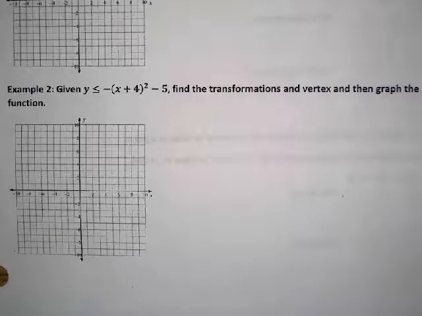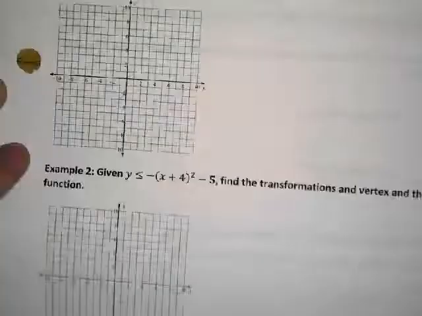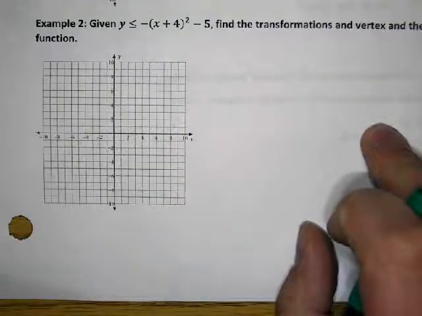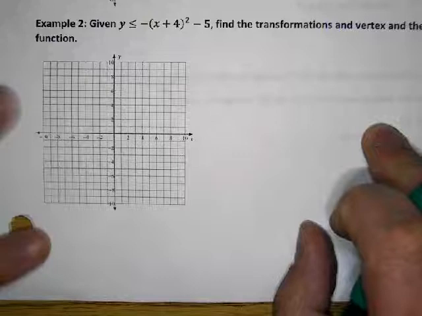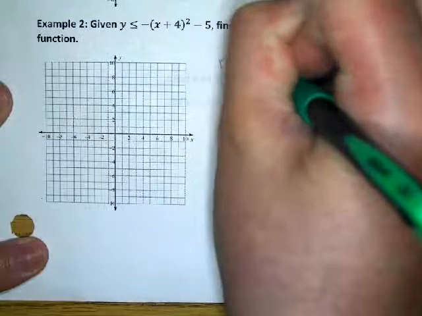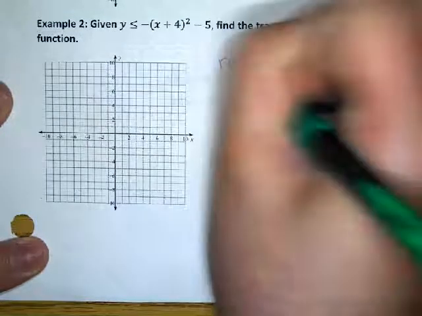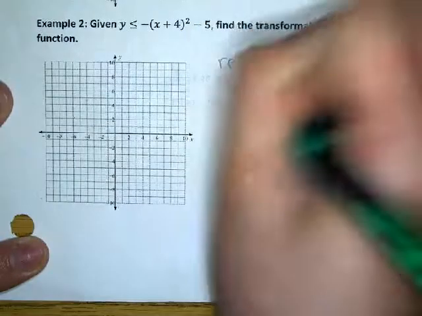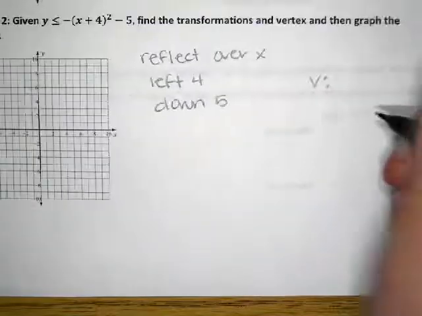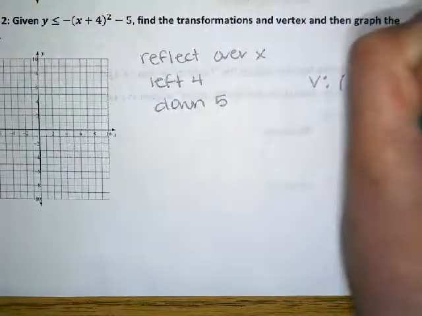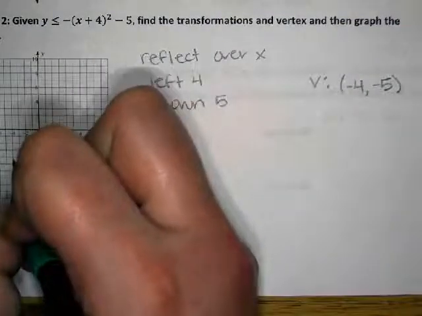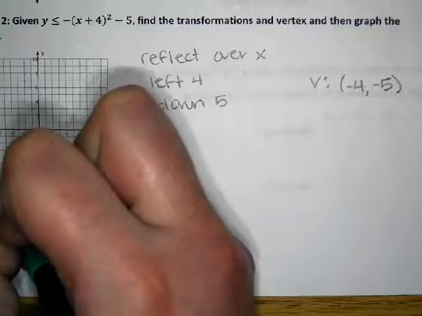And this example asks for the transformations and the vertex. So what transformations do you see? Reflect over x, and what else? Left 4 and down 5. Okay, reflect over x, left 4, down 5. Okay, and then the vertex we said was -4, -5. Left 4, down 5.